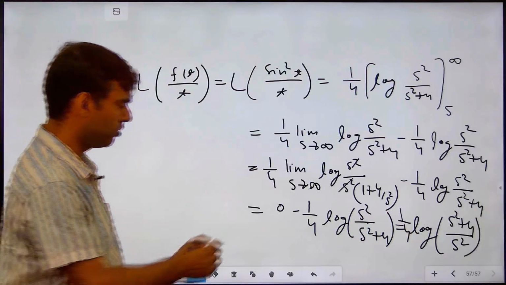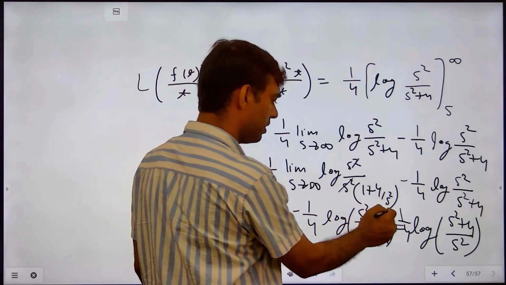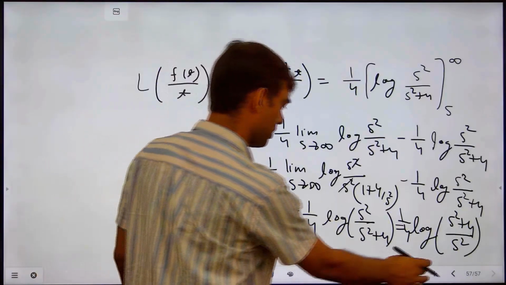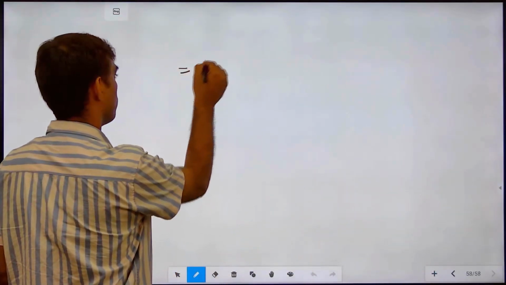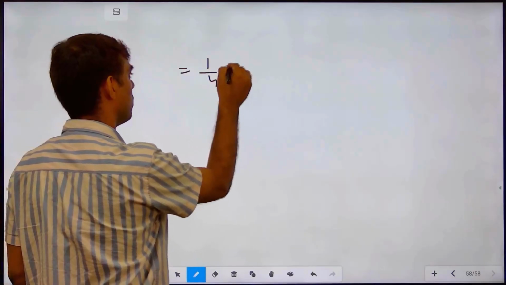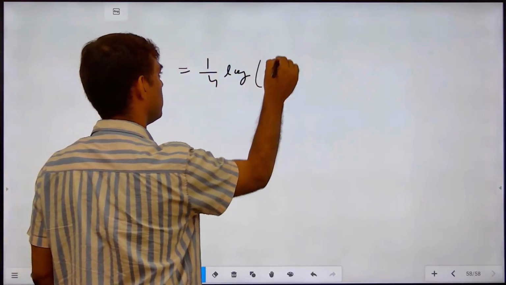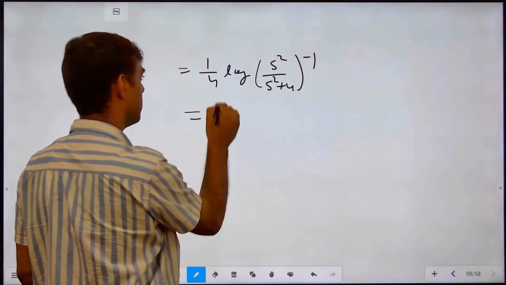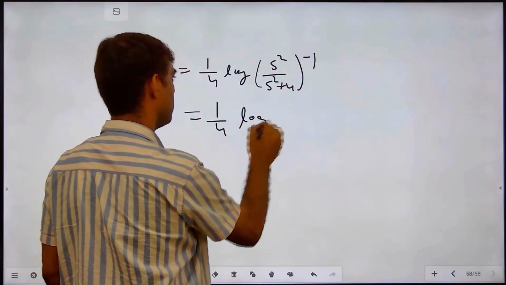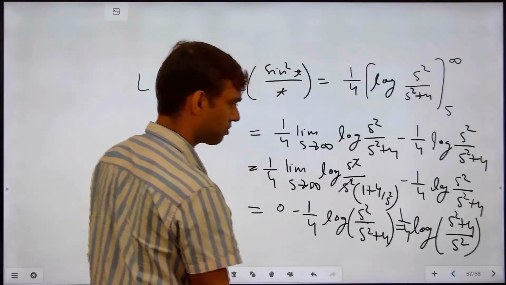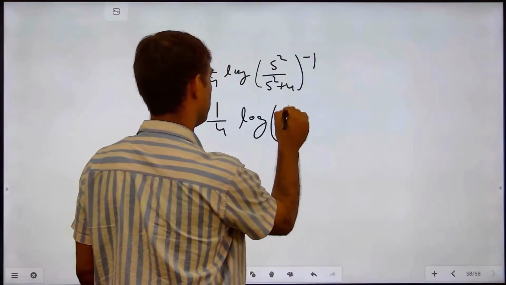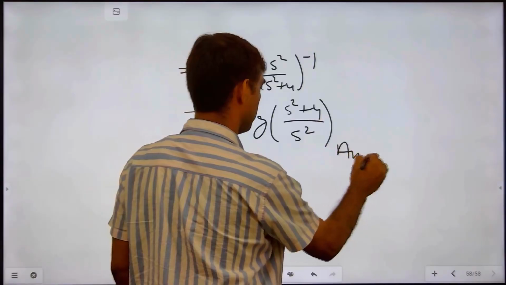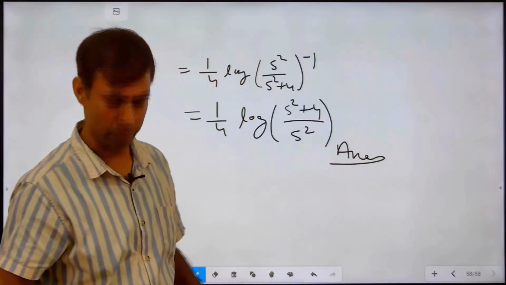0 minus 1/4 means a minus 1 becomes the power here. You may write one step more: 1/4 log of [s²/(s²+4)] to the power minus 1. This can be written as 1/4 log of (s²+4)/s². This one is the answer. Once we verify the answer, this is the answer.